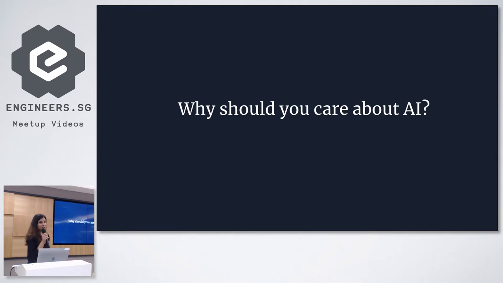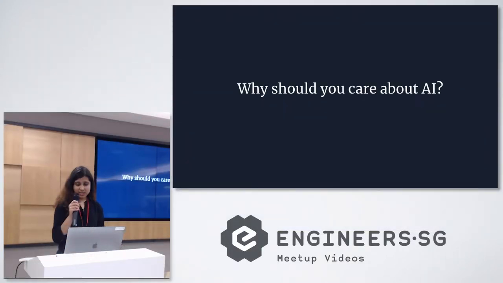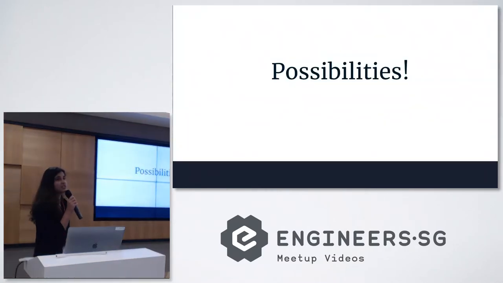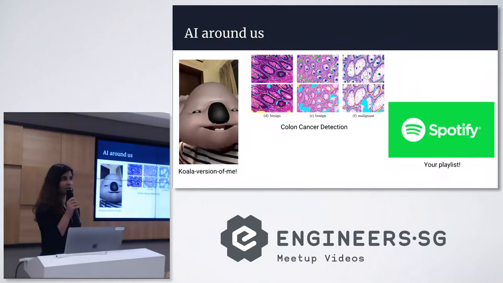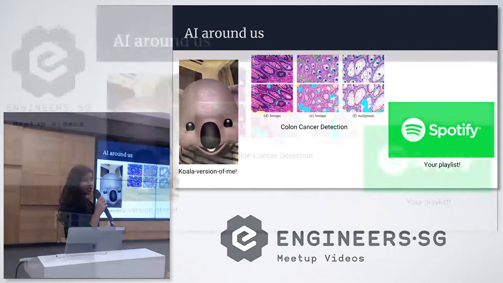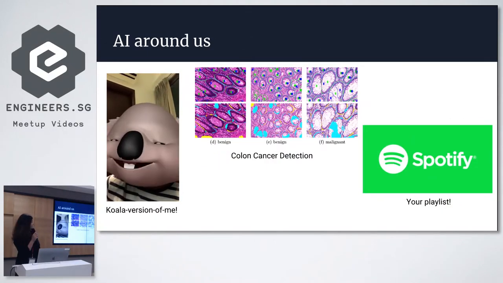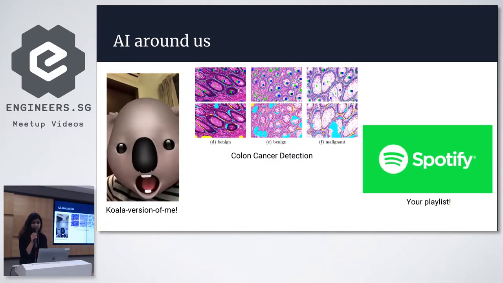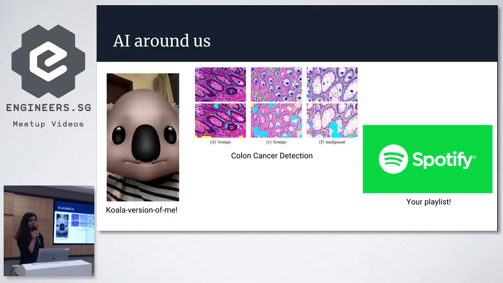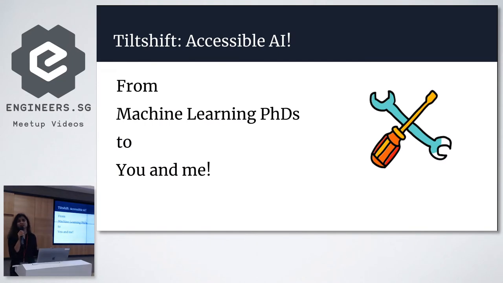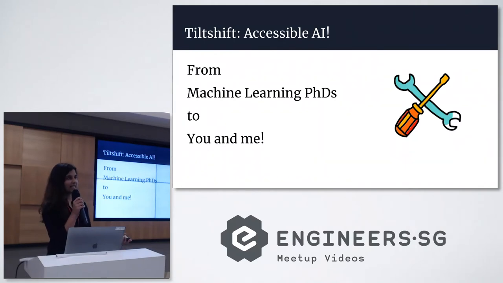So, why should you care about AI? Well, apart from the fact that it makes you look super cool, it's the possibilities. If you just look around us, this over here is a koala version of me built with AI on an iPhone. That's colon cancer detection, also powered by AI. And that Spotify playlist you have, that's also AI. And tilt shift. AI now is accessible to everyone. Previously, it was a domain that was majorly controlled by machine learning PhDs. But now with companies pushing their tools and the open source work coming out, it's become very easy for developers like you and me to actually integrate AI into our apps very seamlessly and easily.